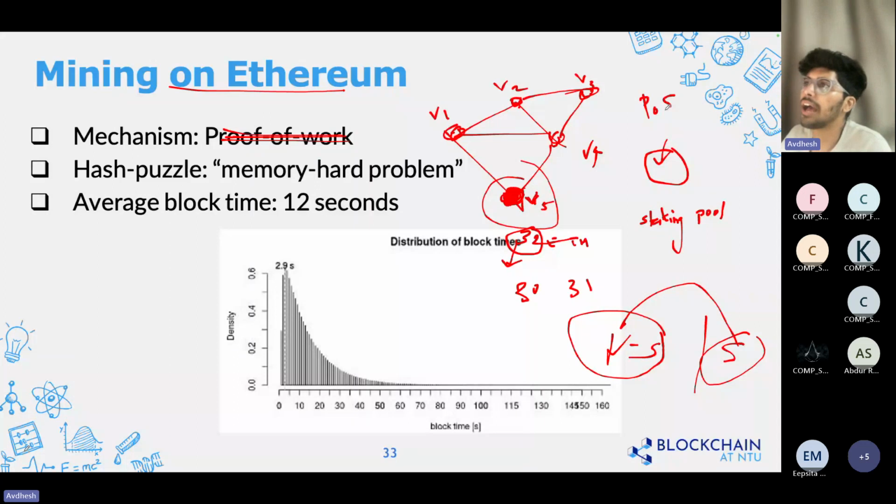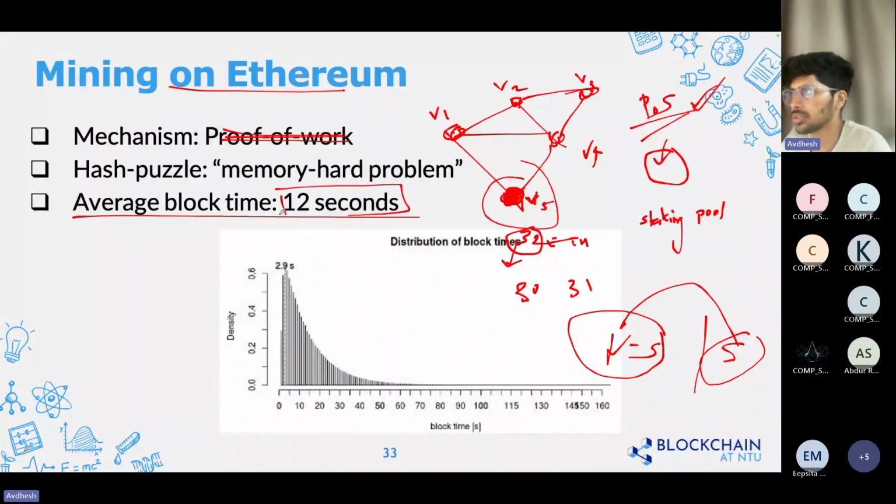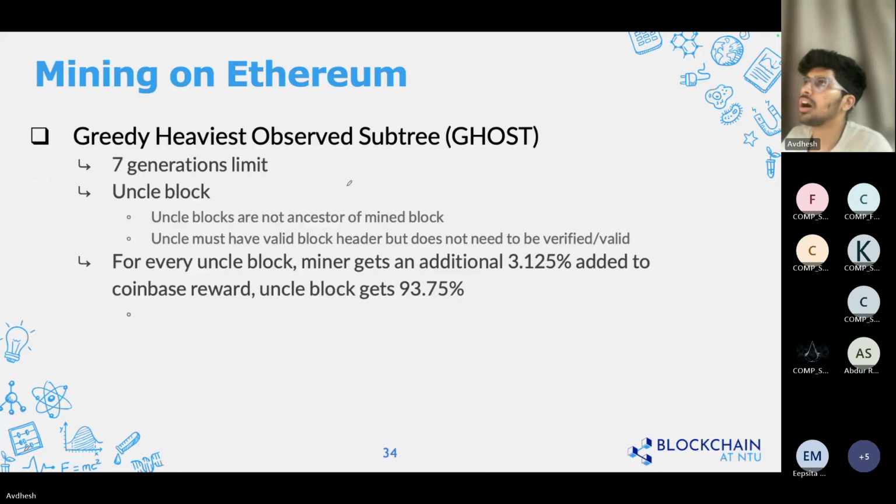Yeah. And the average block time is 12 seconds. So in comparison to Bitcoin, which was having 10 minutes, this is 12 seconds, which is actually very good. I won't go into Ghost, not this.